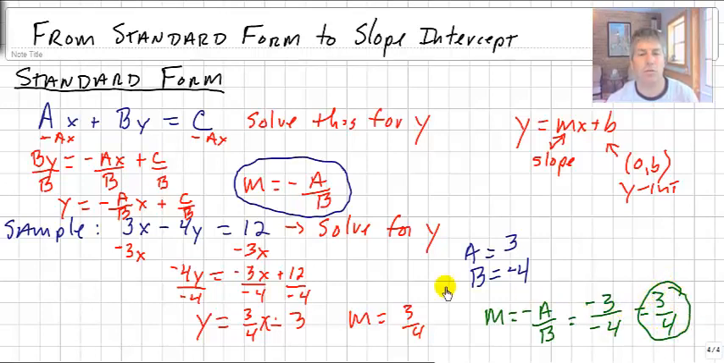So if the slope of our line is 3/4, we can get it by writing it into slope-intercept form and seeing what m is, seeing what the coefficient on x is. Or, if we're really paying attention, we can look at our a value and our b value and take the opposite of a over b, the opposite of 3 over negative 4, and just eyeball our slope and know that it is 3/4.